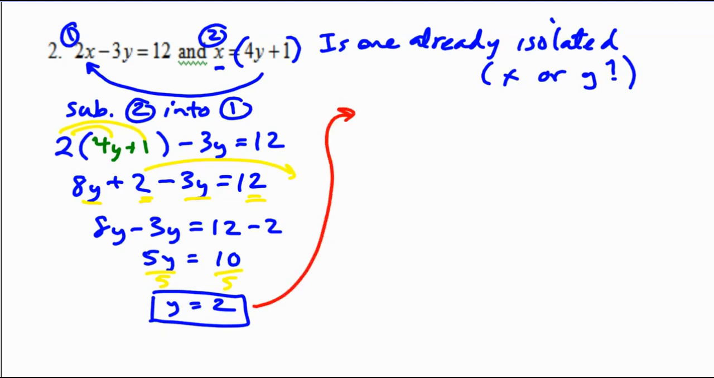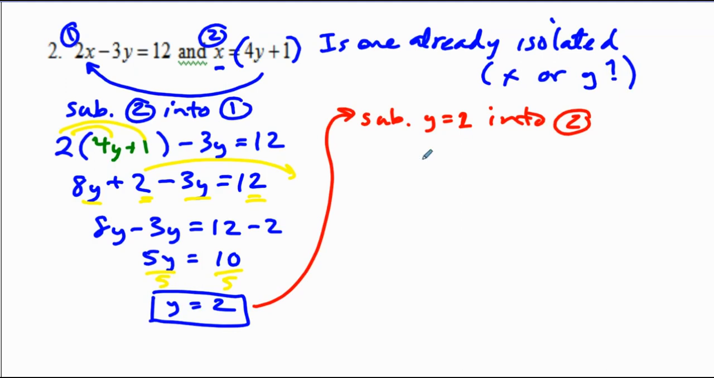All right, sub y equals 2 into which one? Well, you have to decide here. So, well, we're looking for x, right? We're trying to solve for x. And look, number 2 already has x isolated. So the work is done for you already. All you need to do is substitute it into here. So we want to substitute it into 2.